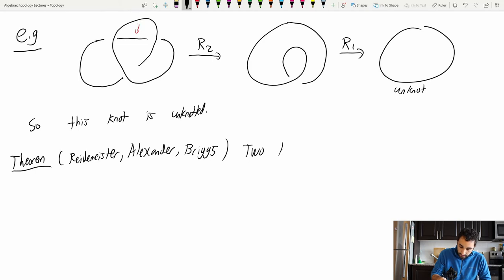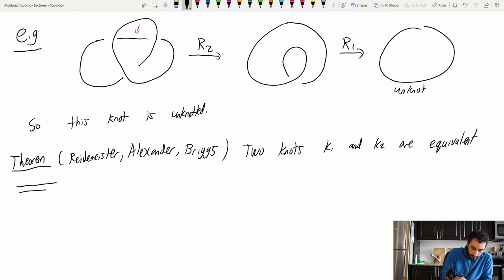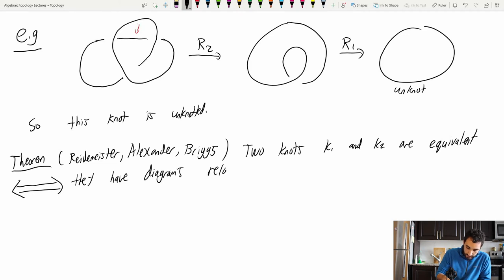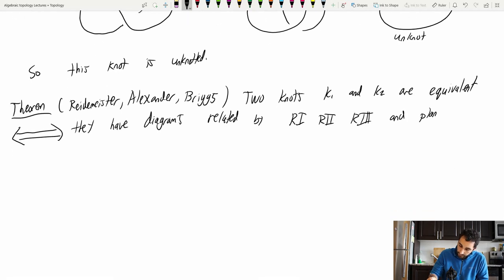It says that two knots, K1 and K2, are equivalent if and only if they have diagrams related by Reidemeister 1, Reidemeister 2, Reidemeister 3, and planar isotopy.